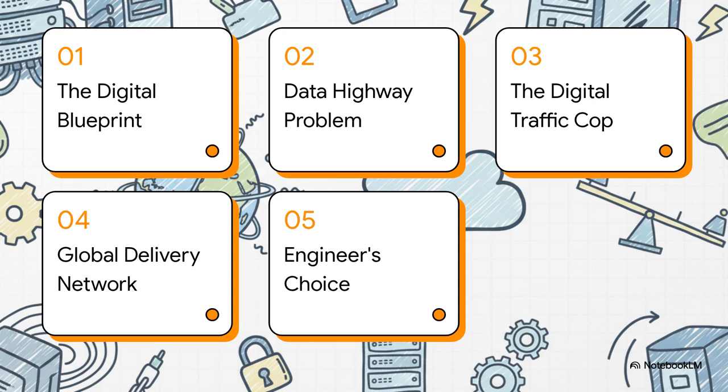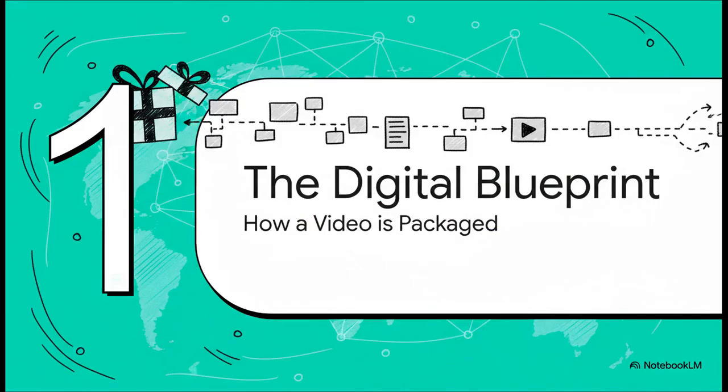We're going to start small with the digital blueprint of just a single video file. Then we'll zoom out and tackle the data highway problem, how to send it. After that, we'll meet the digital traffic cop that manages the flood of requests and see how a global delivery network gets that video right to your screen. And finally, we'll get to this deep, fundamental, impossible choice that every single engineer has to face. Let's get into it.